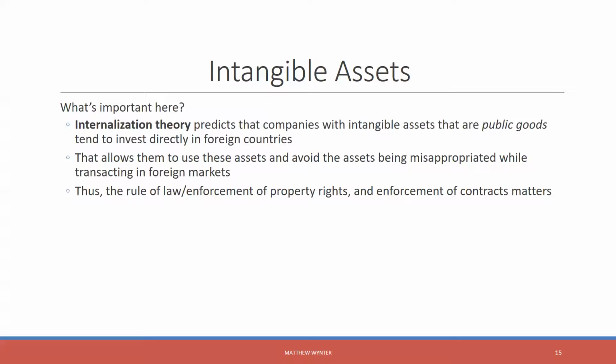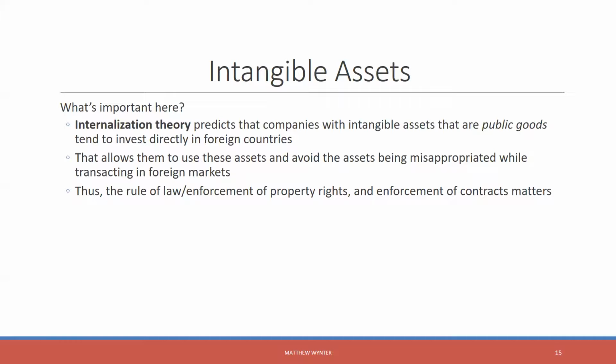What's important here? A big theory that we use to try to understand why firms would want to protect their intangible assets is called internalization theory. It predicts that companies with intangible assets that have these public good qualities are going to invest directly in foreign countries. A public good is basically something that we can all consume, but it's really hard for me to restrict your consumption of it.